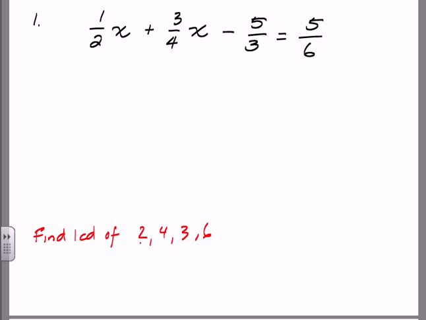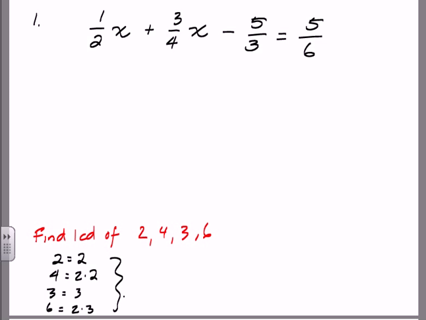And sometimes you can just look at that and know what the answer is. And if not, do you remember this method? You take each number, 2, well, that's prime, that equals 2. 4 equals 2 times 2. 3 is just 3, and 6 is 2 times 3.